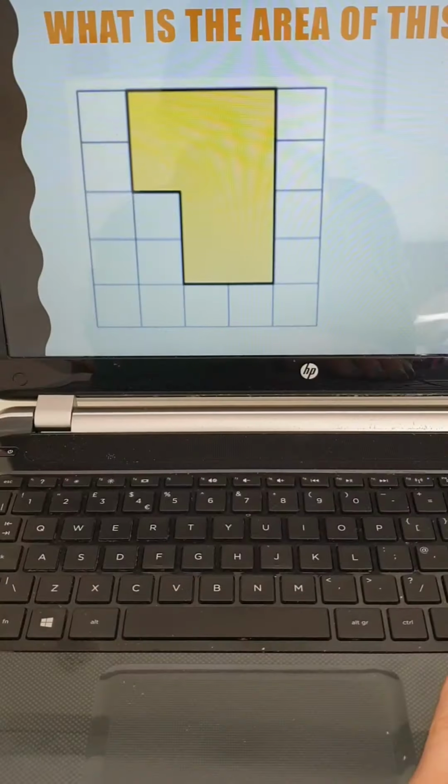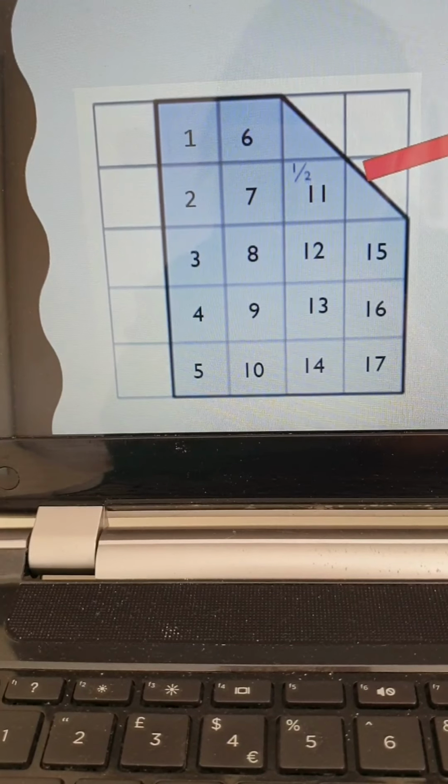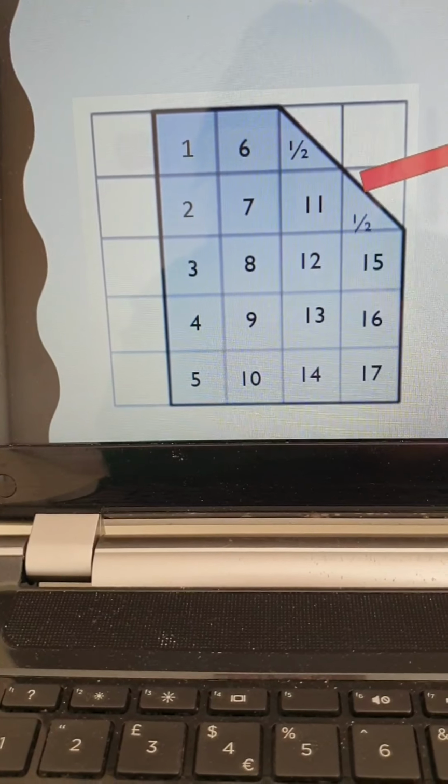Now, I would recommend that you write the numbers into the squares so that you don't lose count. I'm going to show you what I mean. So let's start counting. 1, 2, 3, 4, 5, 6, 7, 8, 9, 10, 11, 12, 13, 14, 15, 16, 17. So we have 17 full squares and then we have a half and another half.